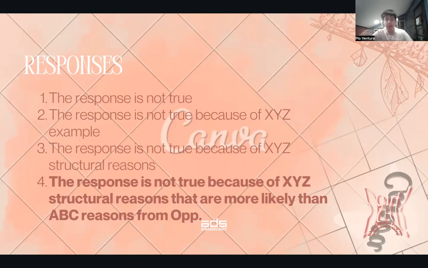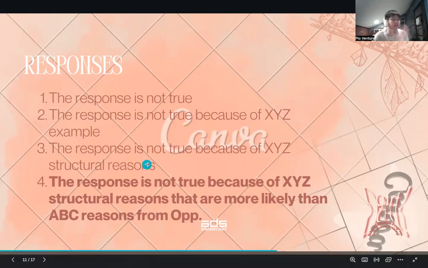So, in terms of extents, right, it's not very convincing. The third layer that I would think of, or at least the third level that I think I would go to, is to actually look into structural reasons. So you respond to material by saying that the response is not true, maybe because of XYZ structural reasons.